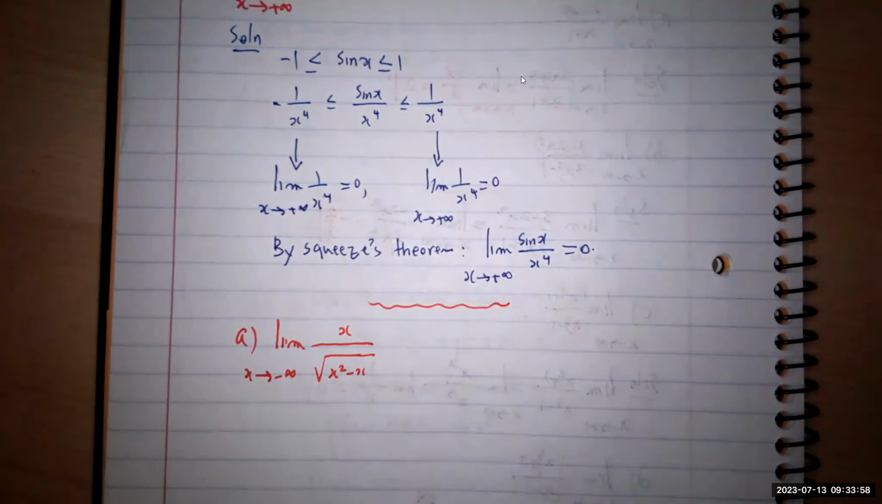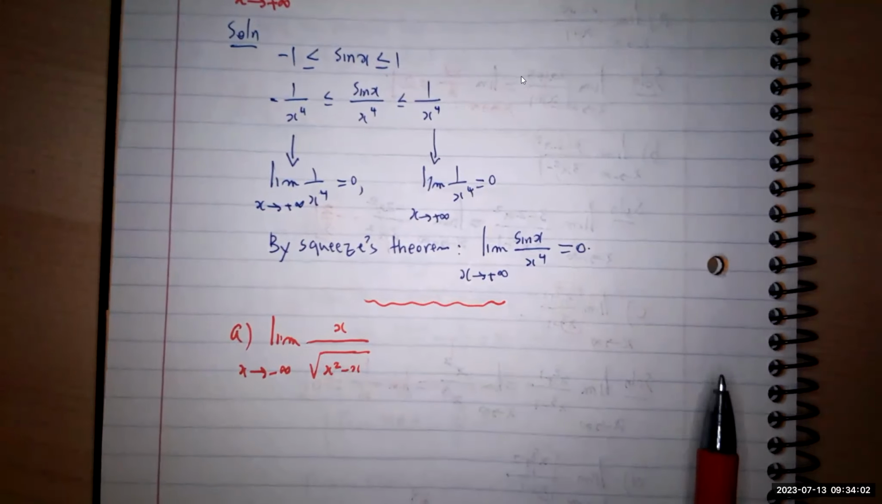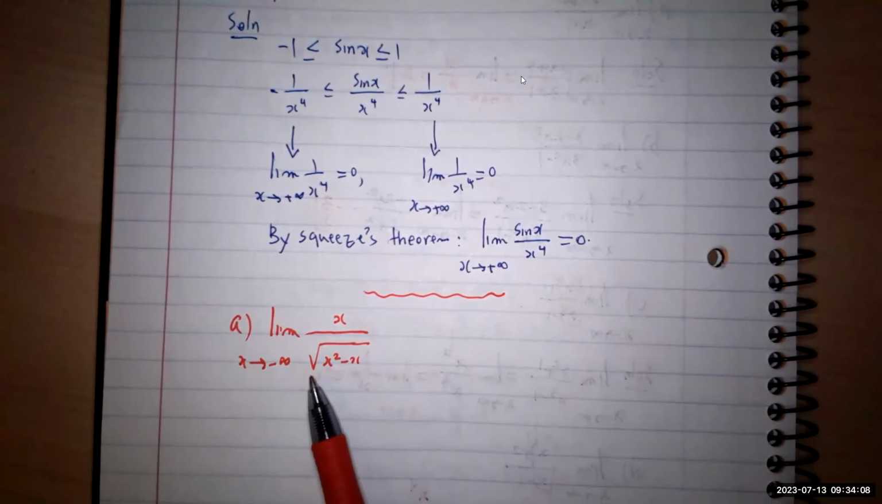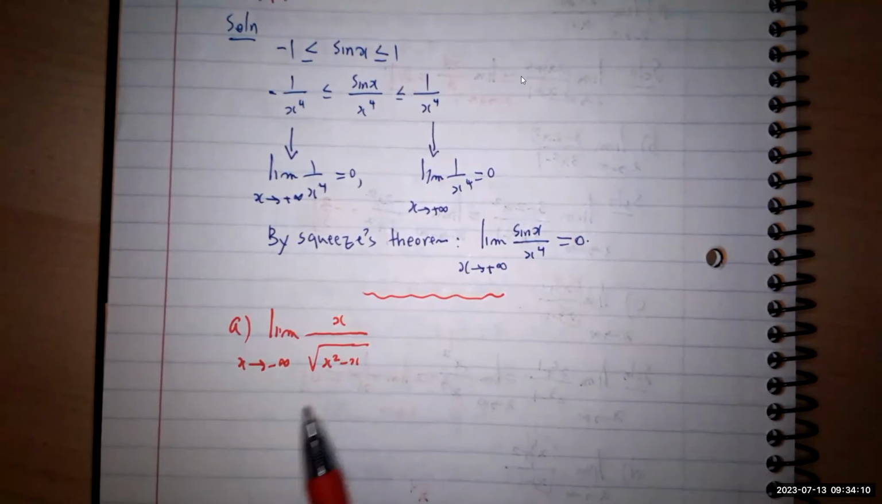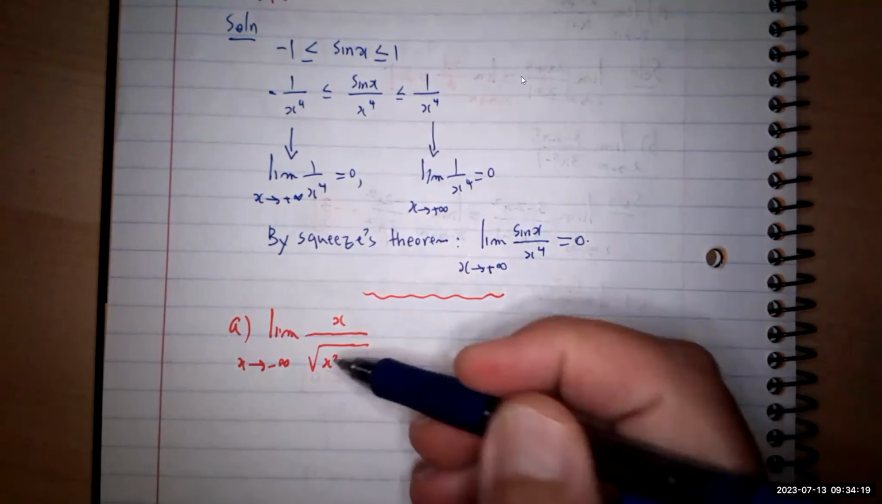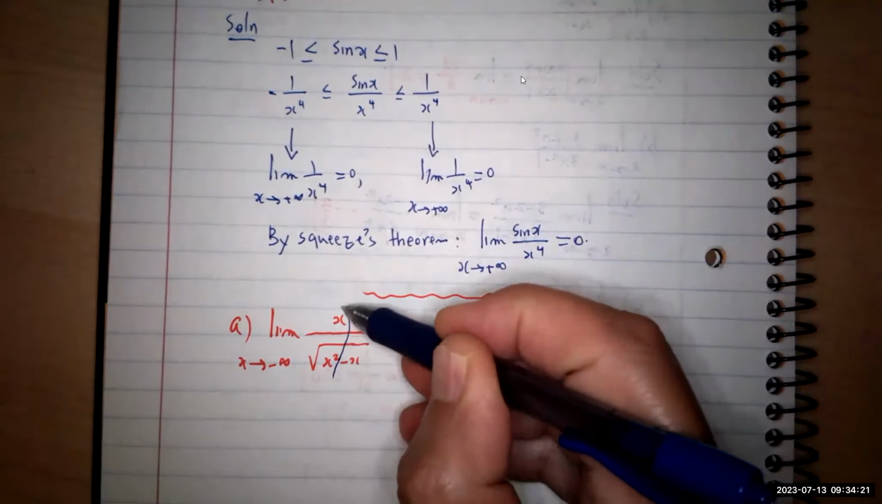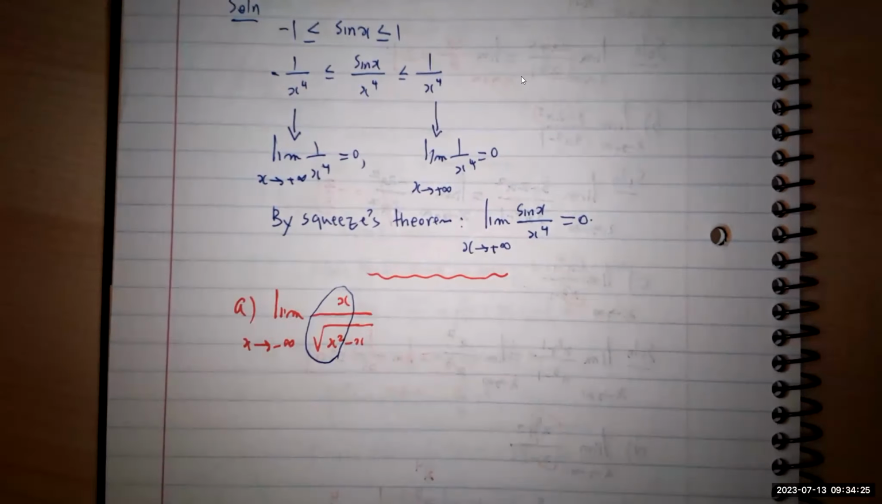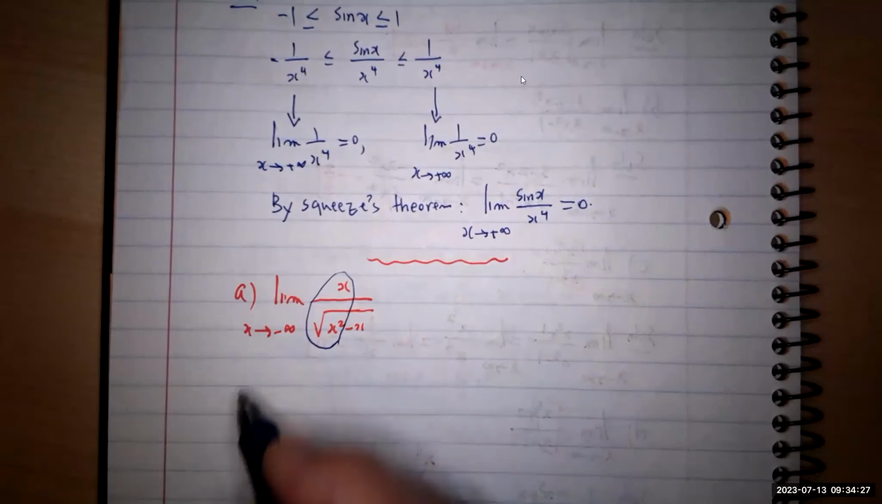You see, we use the same method. The top is a polynomial. You shrink it to the leading term, which is x. Down the bottom, we have a radical function. For the limit of the radical function, we have to go inside. The inside is a polynomial, so we shrink it to its leading term, which is x squared. So basically this shrinks into x on the top, radical x squared on the bottom.